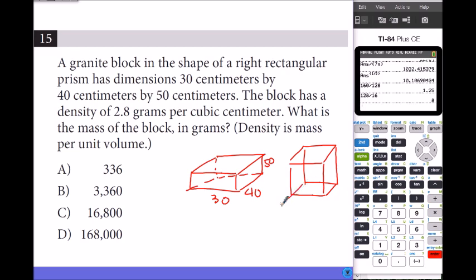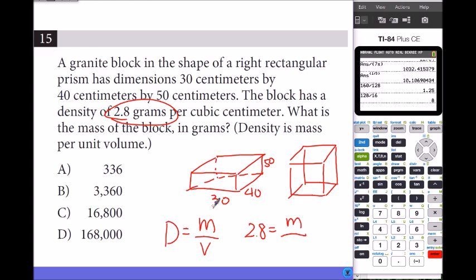But anyhow, the block has a density of 2.8. What is the mass of the block in grams? Density is mass divided by volume. So they gave you density, which is 2.8, and mass is what we're looking for. And the volume for a rectangular prism, you multiply them all together.